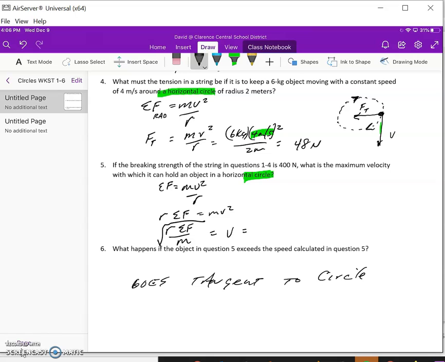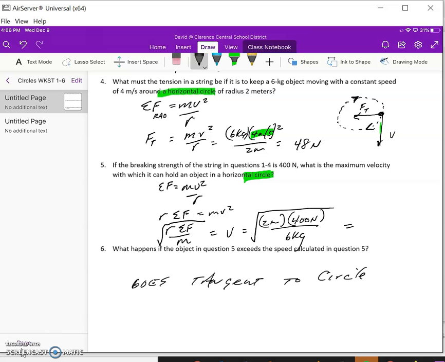What's the radius? Well, the radius was going to be 2 meters, the same thing as it is in question 4. The maximum force for that tension is 400 newtons, and we have this 6 kilogram object. And then we got to take the square root of that, and that's our answer.